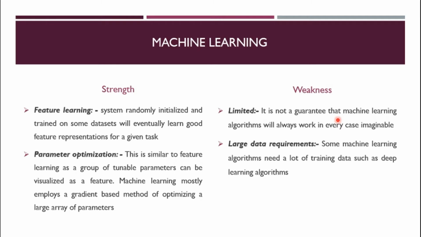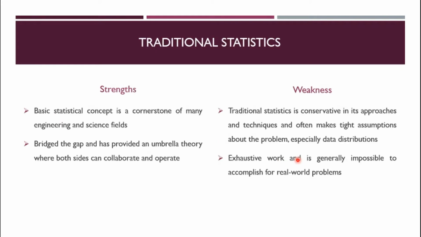However, the weakness of machine learning, on the other hand, is that it's limited. It's not guaranteed that the machine learning algorithm will always work in every single case, because it still needs assistance from human hands, so it cannot adapt to new situations. You also need a large set of data. If you're working on a small set of data, then your results won't be accurate. Machine learning benefits when you have a huge amount of data, and you can break that data down in a more resourceful way.